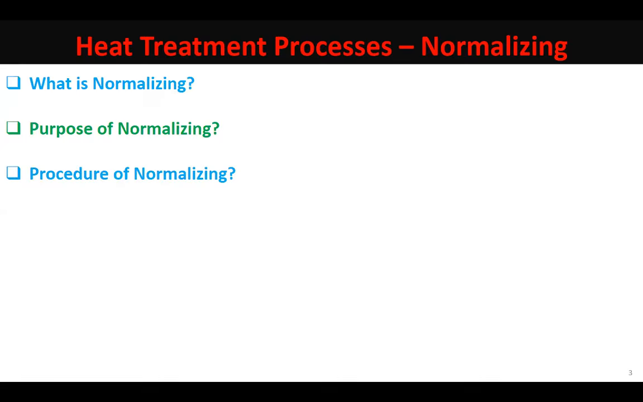We'll take the steel specimen, we'll take the steel to the heat treatment temperature, which would always be above the upper critical temperature of the steel. We'll hold the steel at this temperature for some period of time, and finally we'll air cool the steel down till the room temperature.